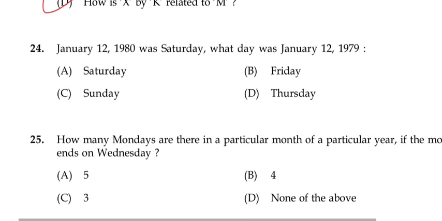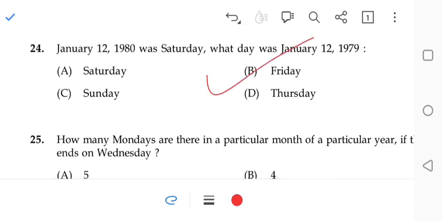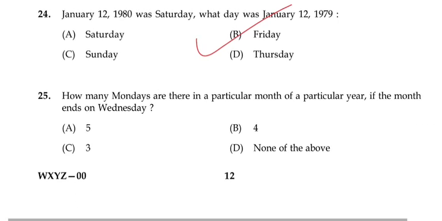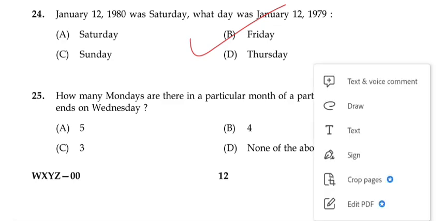Number 24. January 12, 1980 was Saturday. What day was January 12, 1979? Saturday, Friday, Sunday, Thursday. 24, correct answer will be B, that is Friday. 25. How many Mondays are there in a particular month of a particular year if the month ends on Wednesday? 5, 4, 3, none of the above. Correct answer will be B, that is 4.